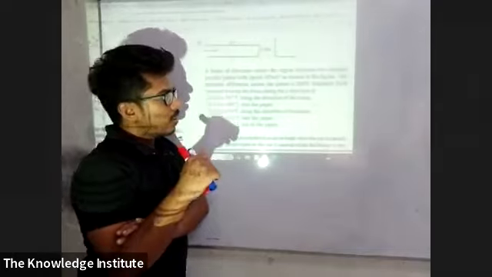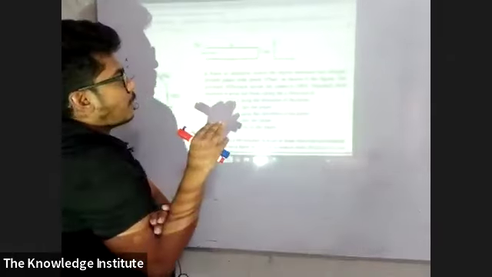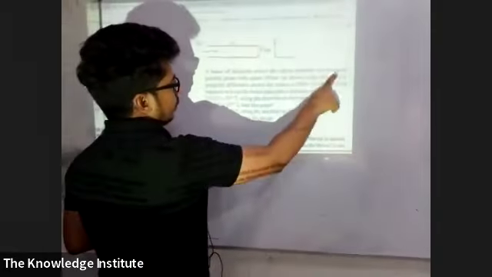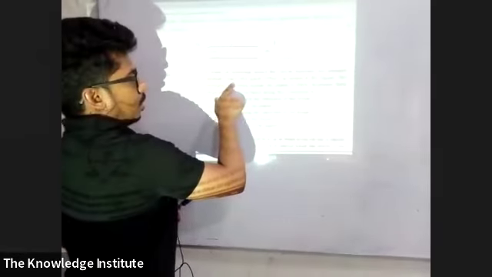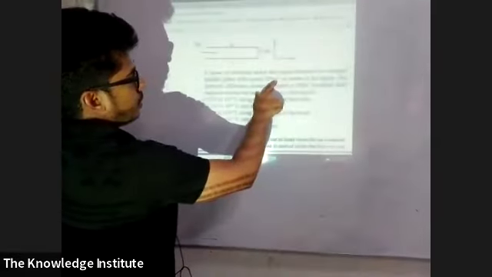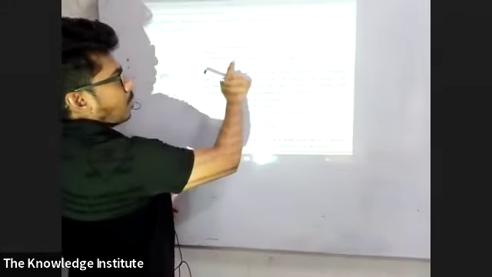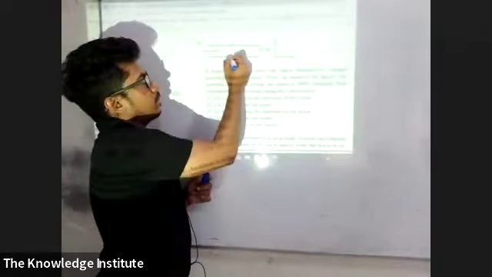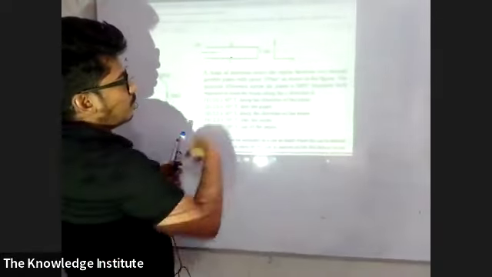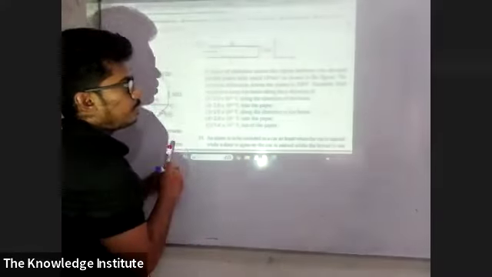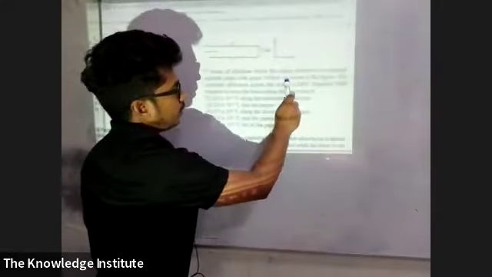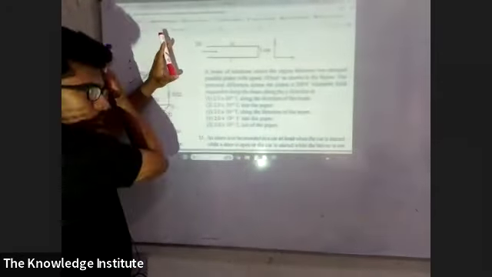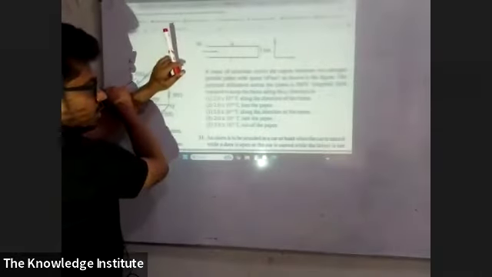A beam of electrons enters the region between two charged parallel plates with speed 10 to the power 6 meters per second, as shown in the figure. The potential difference across the plates is 200 volts. What magnetic field is required to keep the beam moving along the y direction?